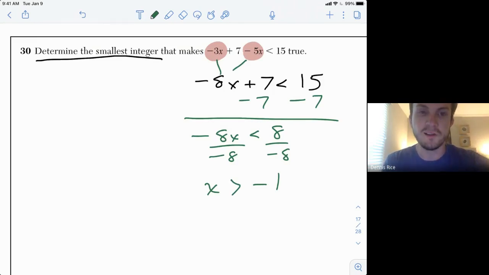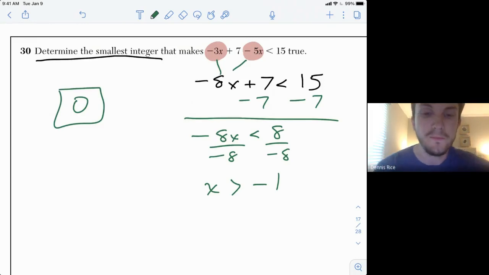What's the smallest integer that makes this true? Kira's right. The answer is 0. 0 is an integer. Can't be negative 1 because we can't equal negative 1. The smallest integer that works is 0. Ethan said it too? Ooh, sorry, Ethan, I missed that.